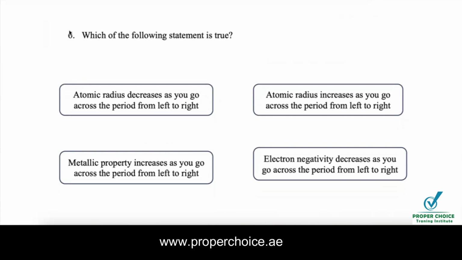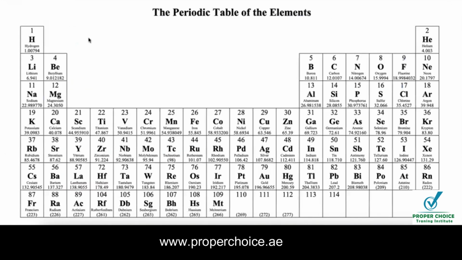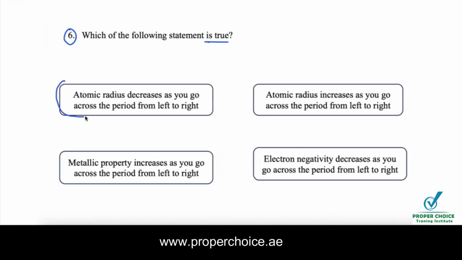Let's work on question number 6, which will be the last question for today. Which of the following statements is true? Again, they're asking you about some statement which is true. Atomic radius decreases as you go across the period from left to right. I think we discussed a lot about the size of an atom, and this statement is true because only one statement will be true. So atomic radius decreases as you are going from left to right across the period. The size of an atom decreases. This statement is true, so this will be the answer.